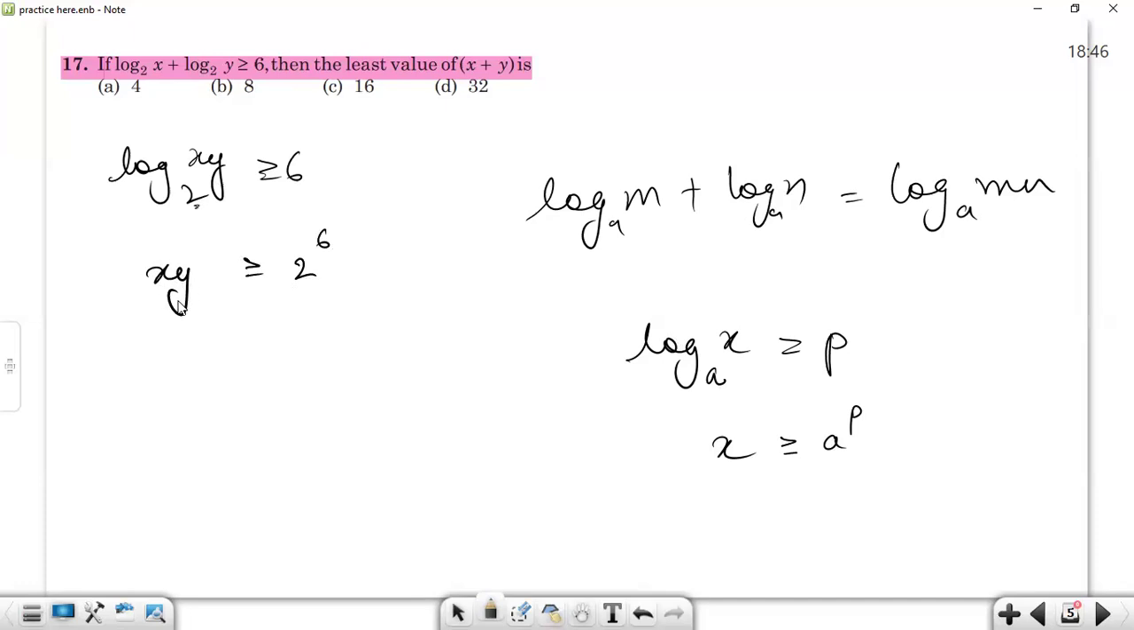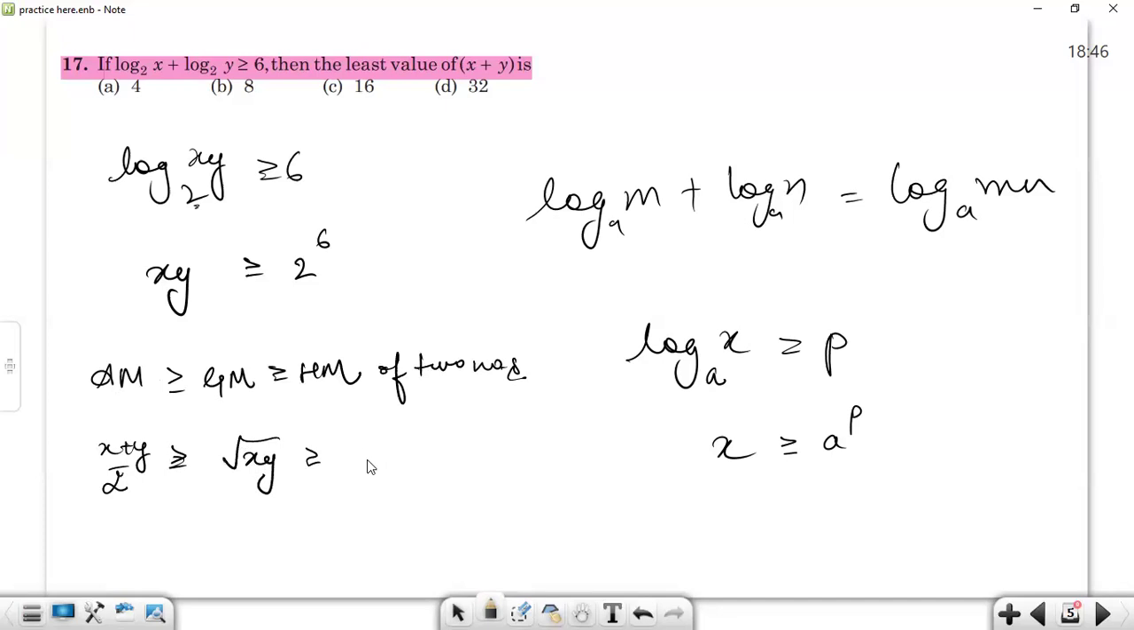So now, if we understand one fact, it requires some prerequisite of knowing about sequence and series. There is a concept that arithmetic mean is greater than or equal to geometric mean, which is greater than or equal to harmonic mean of two numbers. So the arithmetic mean of two numbers is (x plus y) by 2, and the geometric mean of two numbers is the square root of xy. Harmonic mean is 2xy divided by x plus y.